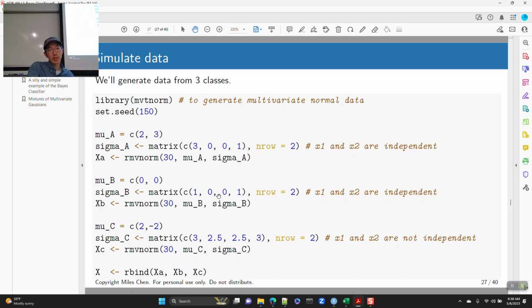Class B, we have the identity matrix, so they're basically 2 standard normal distributions, joint. And then class C, there is some covariance. We have covariance of 2.5, 2.5, and variance of 3, 3. And I'm going to generate 30 values from each of these classes and combine them all into one big matrix X.